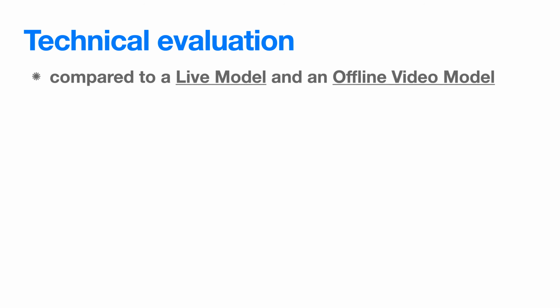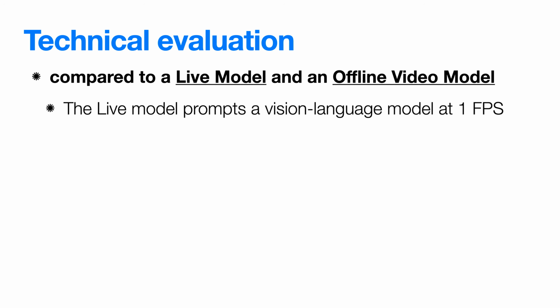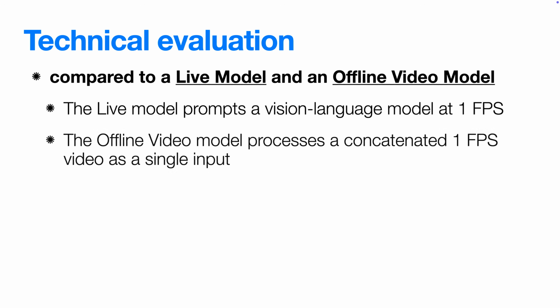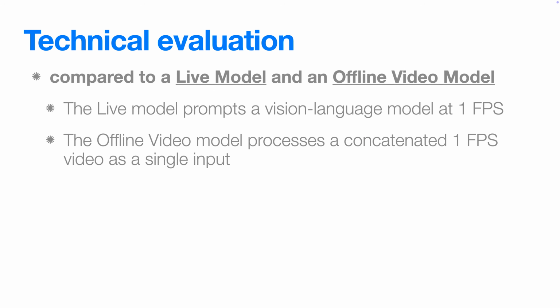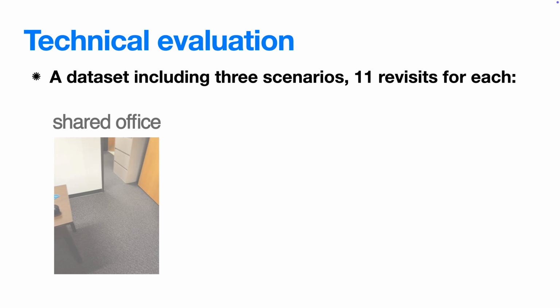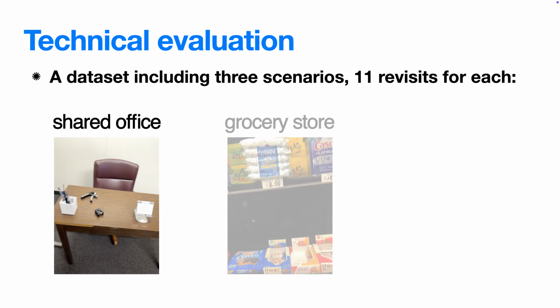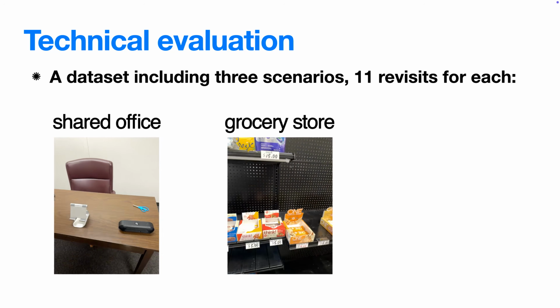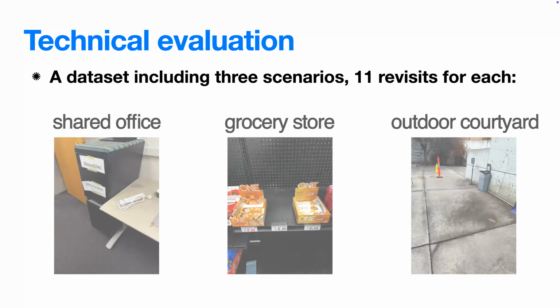We conducted a technical evaluation of StateScribe, where we compared to a live model and an offline video model. The live model prompts a vision language model at 1 frame per second to approximate real-time interaction. The offline video model processes a concatenated video as a single input. To simulate extended use, we constructed a dataset of repeated visits to the same environments over time. The dataset includes 3 environments, including a shared office with varying objects on tables, a grocery store with densely arranged items across shelves, and an outdoor courtyard featuring signs and barriers.